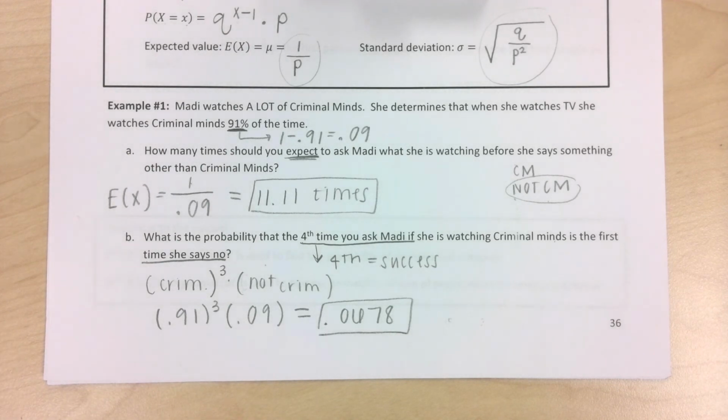Okay, we're going to stop this video here and look at some more examples and some calculator tricks in the next video.